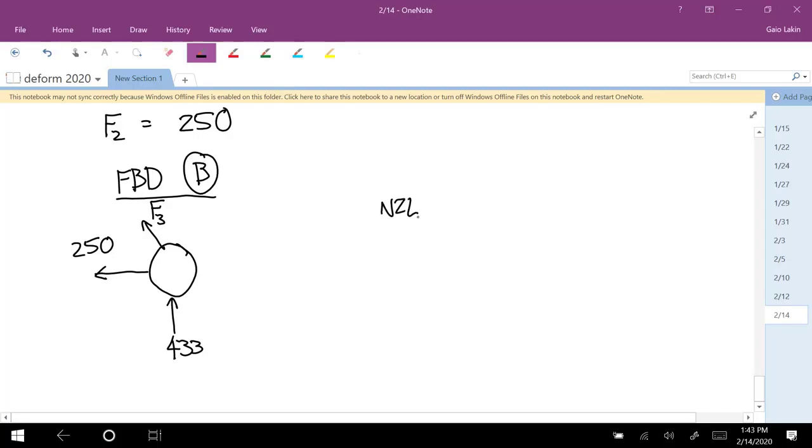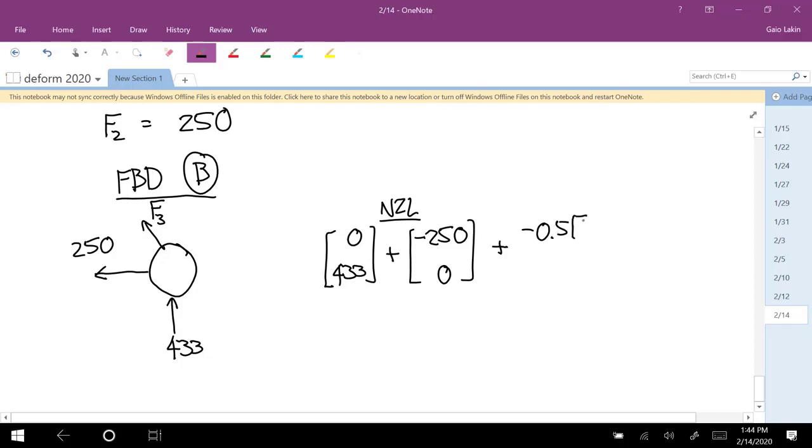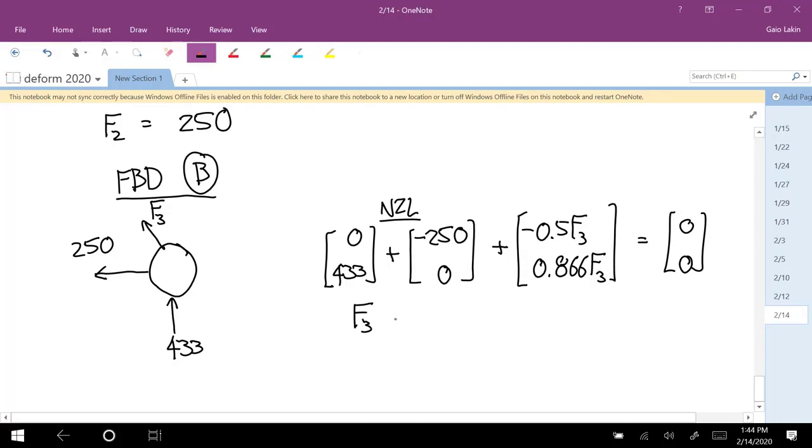And so Newton's second law here says 0, 433 plus negative 250, 0 plus negative 0.5 F3, positive 0.866 F3 is equal to zeros. And so F3 is equal to negative 500. And we don't even need the y equation.